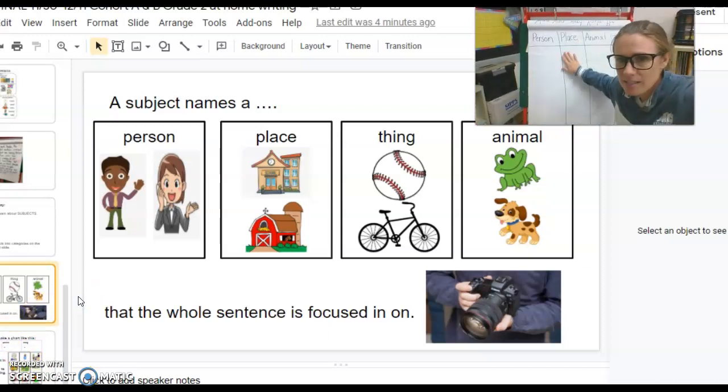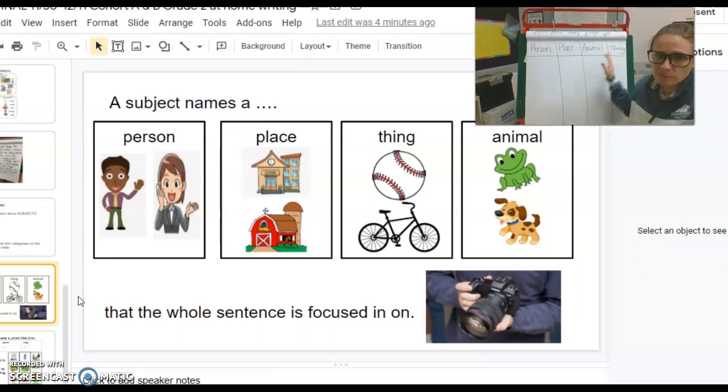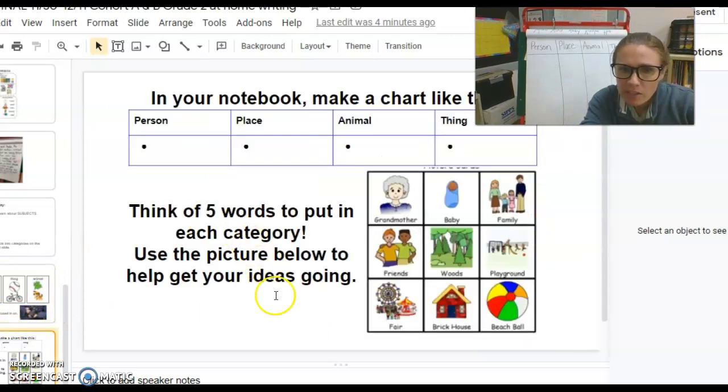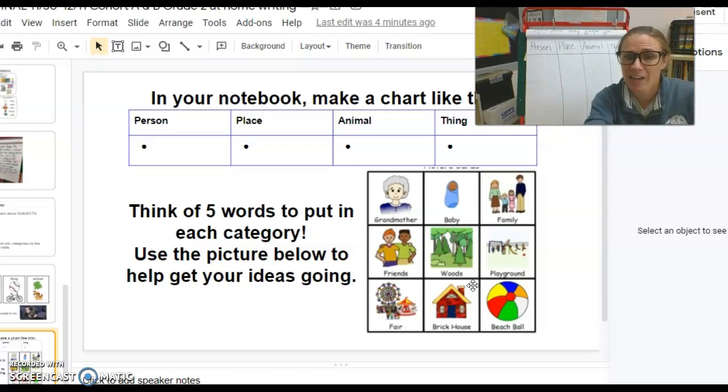So your job today is that in your notebook, you are going to want to make it look like this. You're going to make a chart that says person, place, animal, thing. And then on this next slide, you are going to look at these pictures to help you, but you're going to have to come up with five words to put in each category.